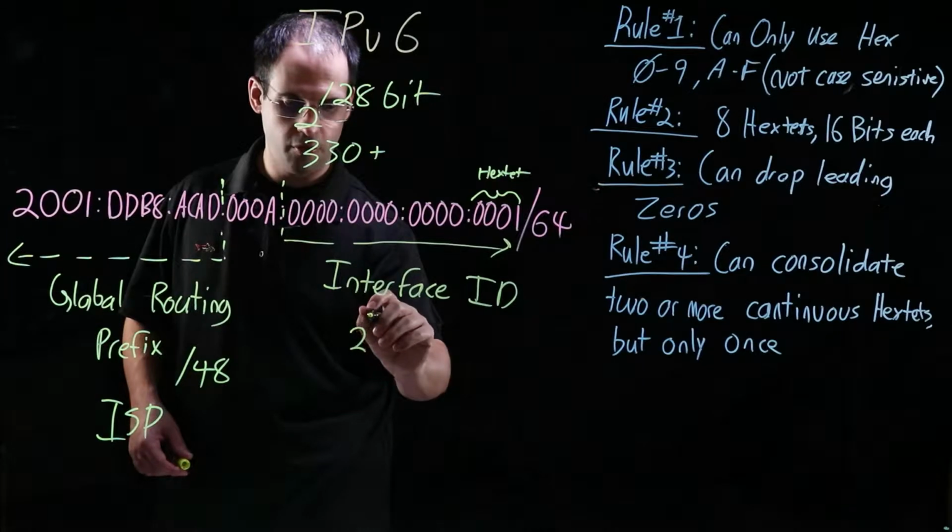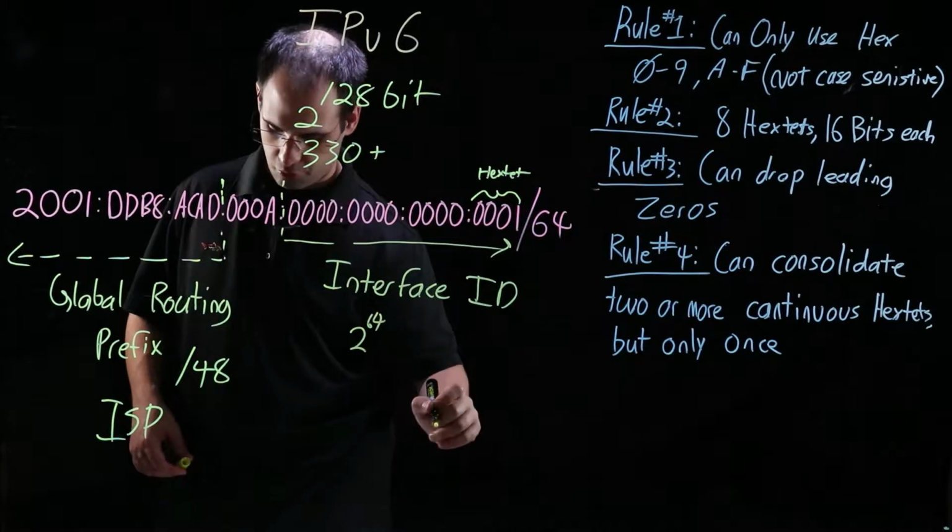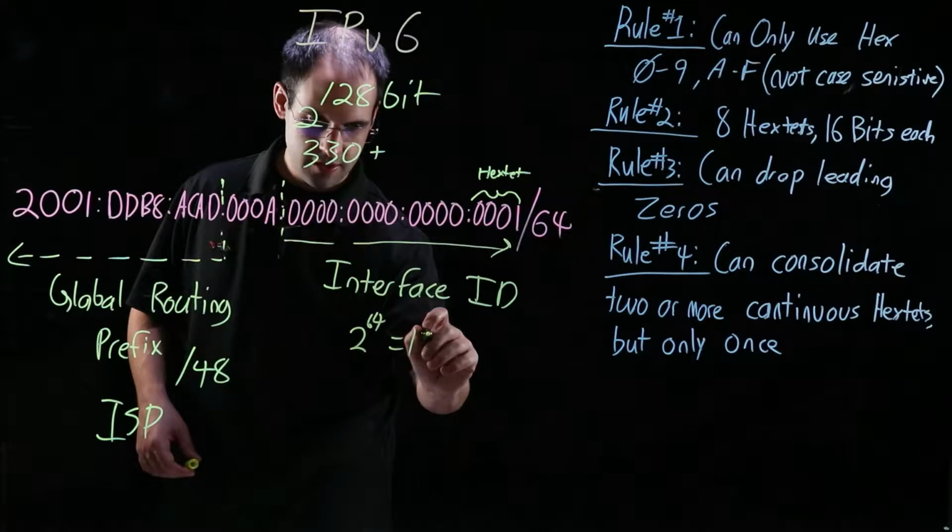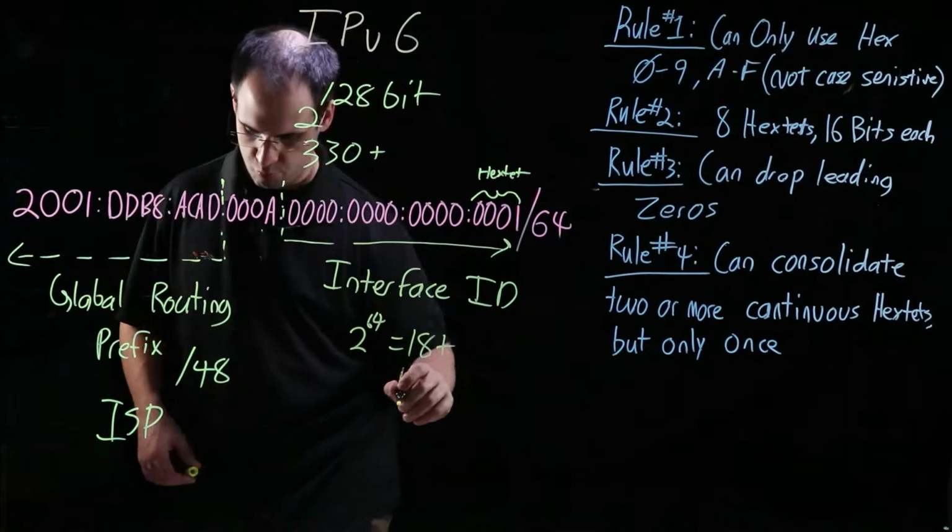2 raised to the 64th is, roughly speaking, 18 plus quintillion.